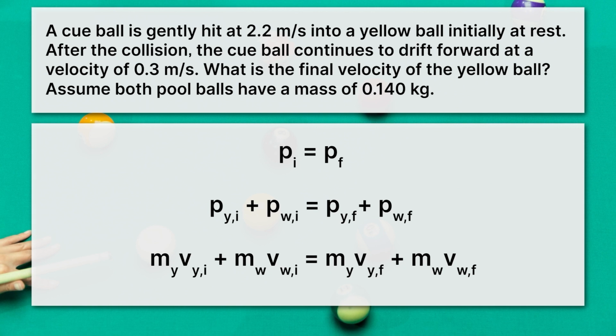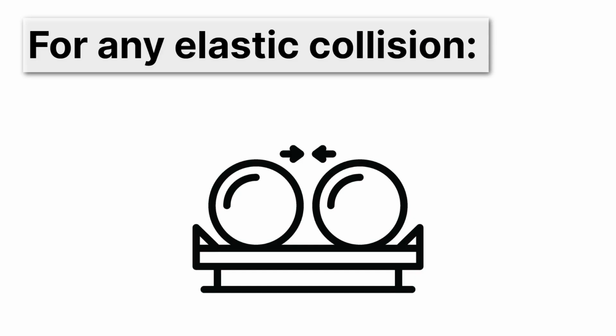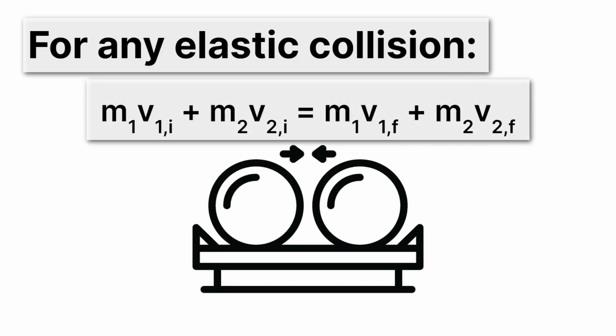Okay, and this equation, we've used subscripts that very specifically refer back to our problem, but in general, for any elastic collision, we can write this equation. The mass of the first thing times the velocity of the first thing initially, plus the mass of the second thing times the velocity of the second thing initially is equal to the mass times velocities after the collision. Okay, so this is your elastic collision equation that you can use for any elastic collision problem.